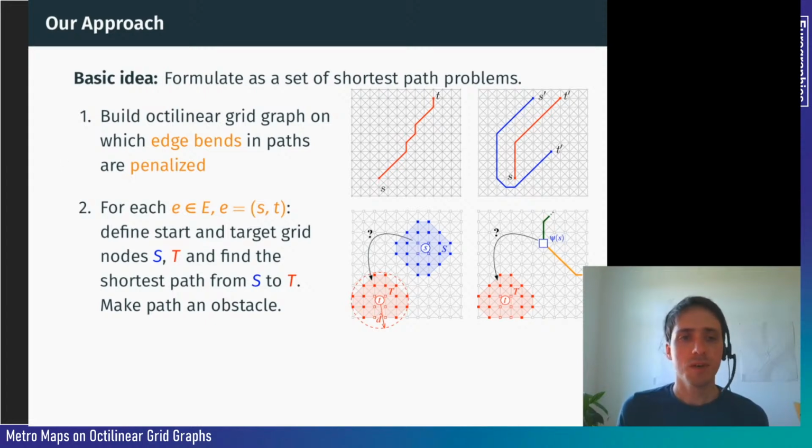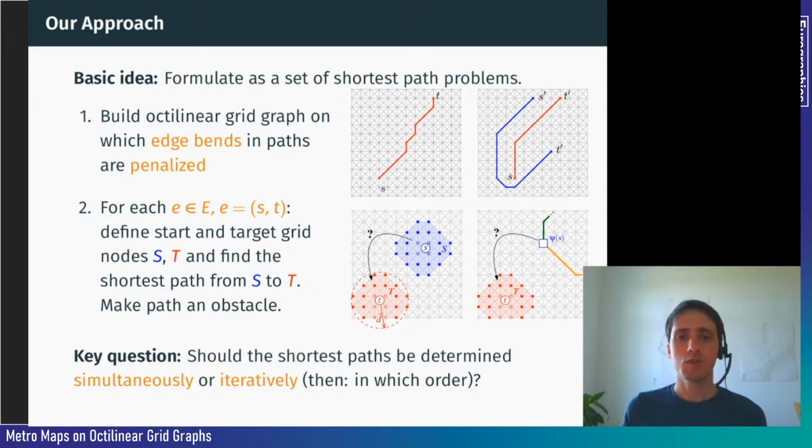And of course, a central question now is this: do we want to find all the shortest paths at once, or globally? Or do we want to search for them iteratively or greedily? Well, we actually did both. We formulated a linear program to find them simultaneously, which produces globally optimal results, but we also experimented with the approximate iterative solution. Before we look at the iterative solution, let me just describe to you how the edge band penalties are actually modeled in our special grid graph.